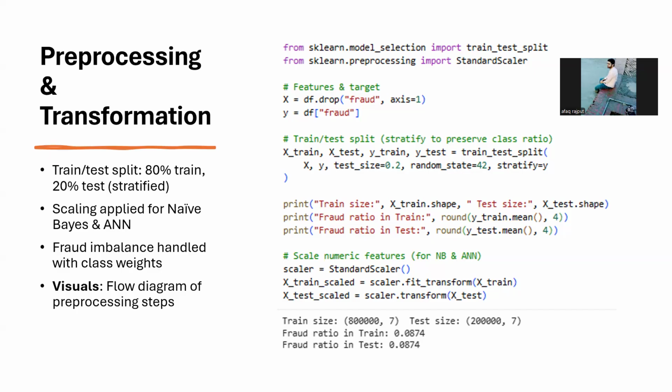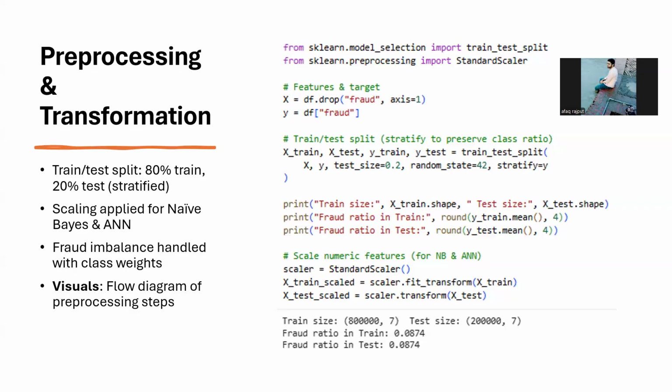We prepared our dataset before training. We split it into 80% training data and 20% testing data. We made sure the split was stratified so the fraud ratio stayed the same in both sets. We scaled the features for models like Naive Bayes and ANN, which work better with normalized values. Since fraud cases are much fewer than normal ones, we used class weights. This gave more importance to fraud cases during training. This way, the models do not ignore fraud just because most transactions are normal.